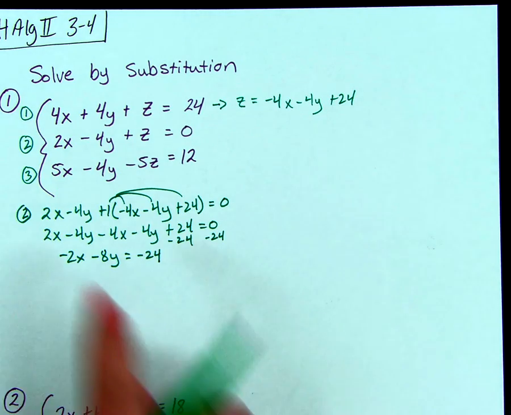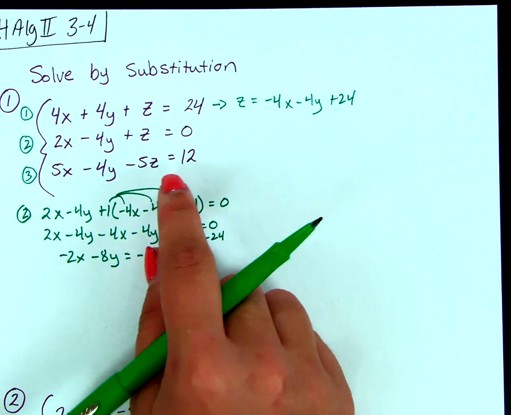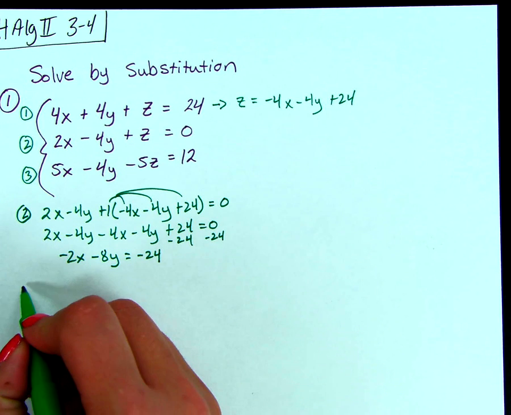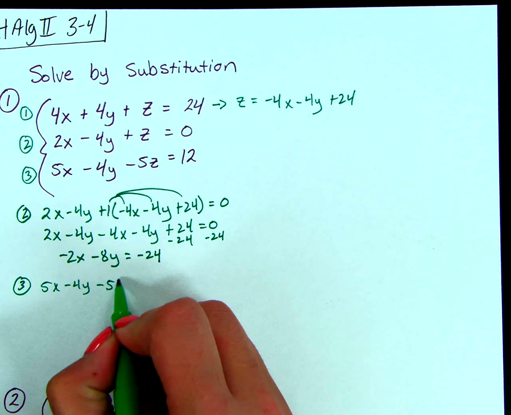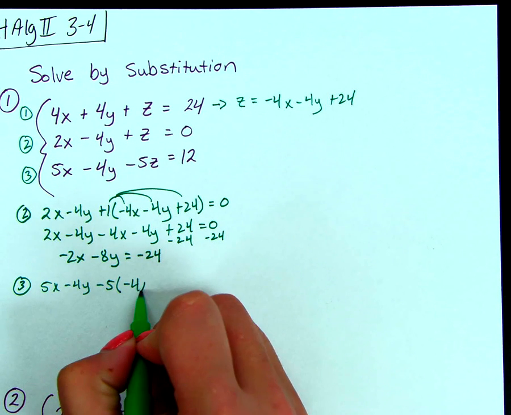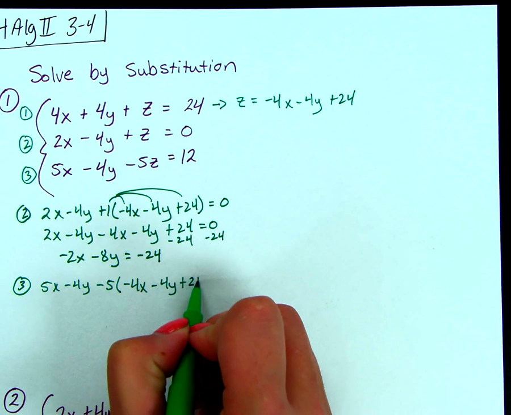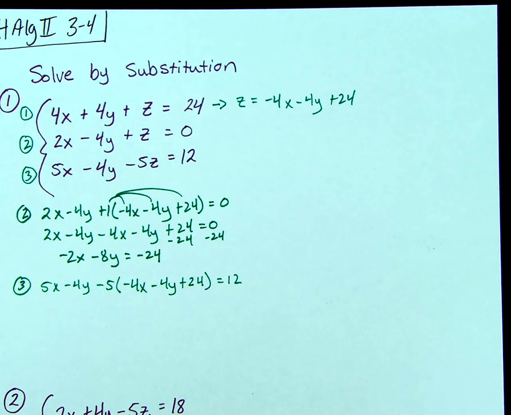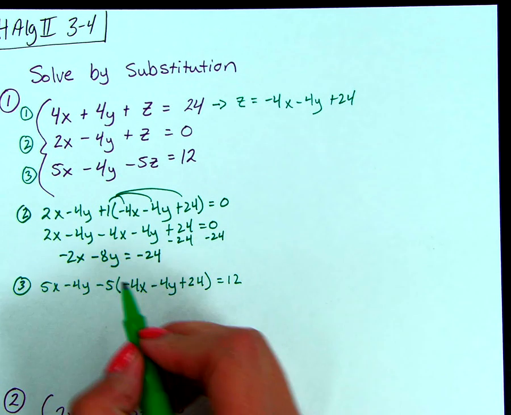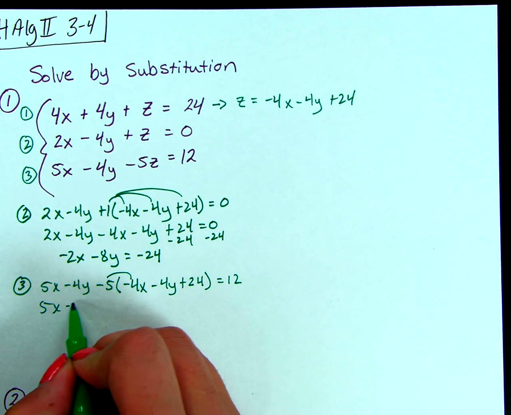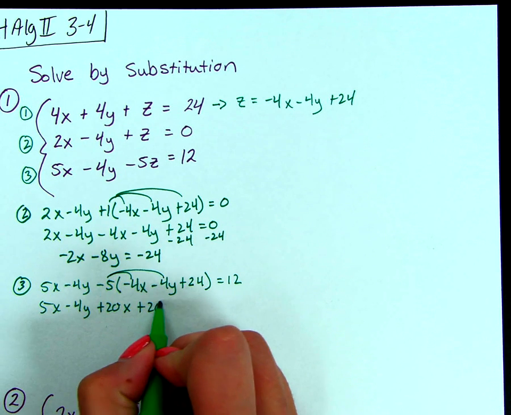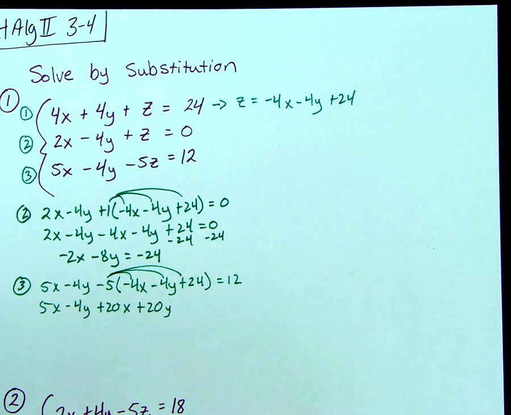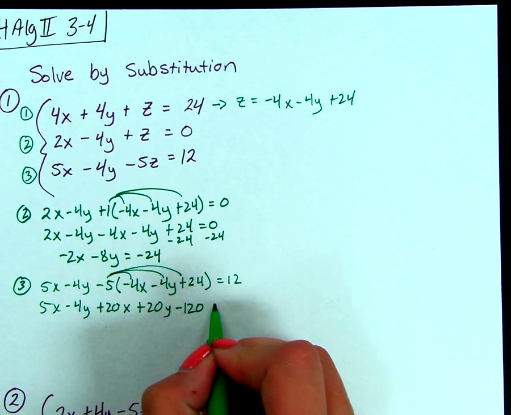And now we're going to do that same process for our third equation. We take our first one and substitute it in for z into the third equation. So we would have 5x minus 4y minus 5 times the quantity negative 4x minus 4y plus 24 equals 12. Again, the first thing that we are going to do is start by distributing. So 5x minus 4y plus 20x, and then plus 20y, and negative 5 times 24 is going to be negative 120, equals 12.